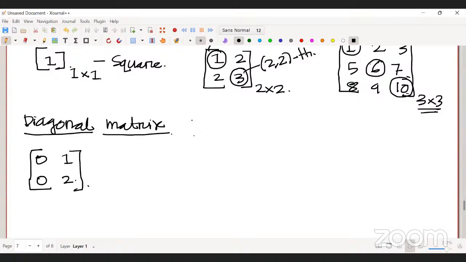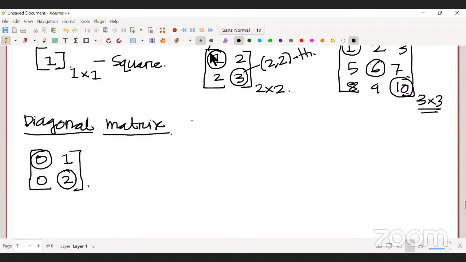Because it says that all the non-diagonal entries are 0. So first thing I have to check is whether all the non-diagonal entries are 0 or not. So this is a diagonal entry and this is a diagonal entry. I don't care about diagonal entries. I just have to check for the non-diagonal entries.